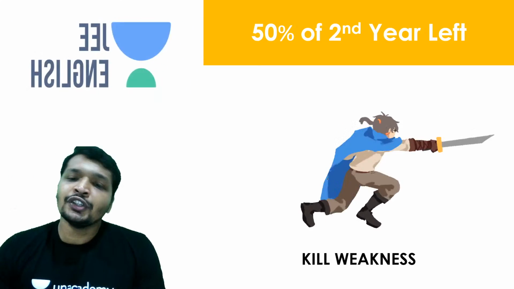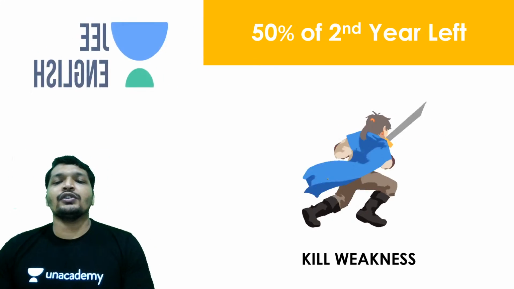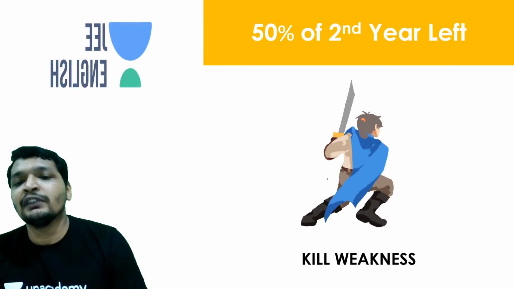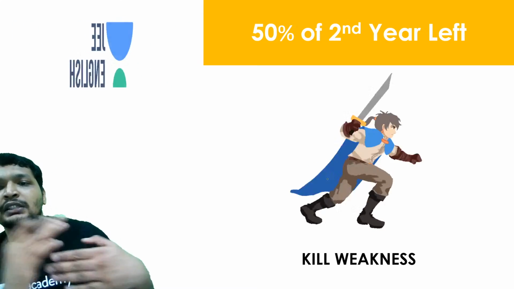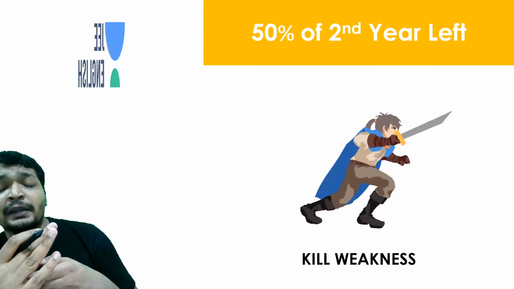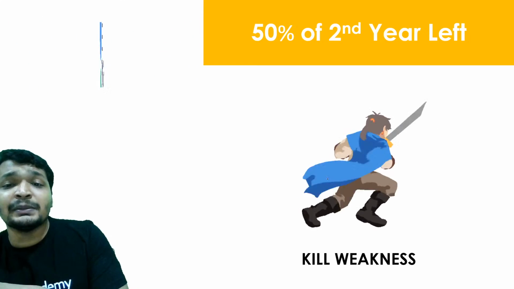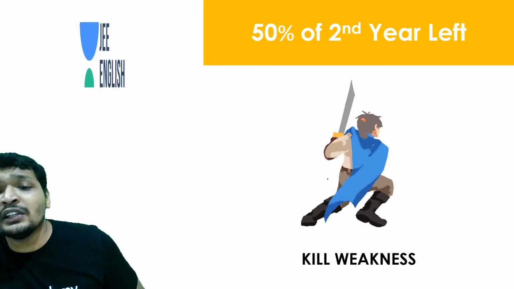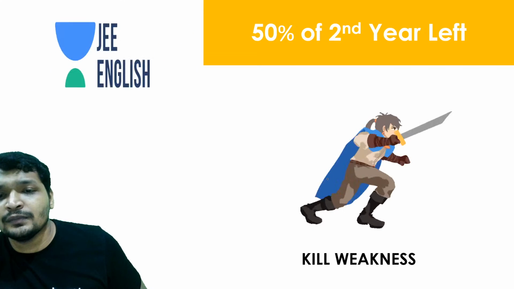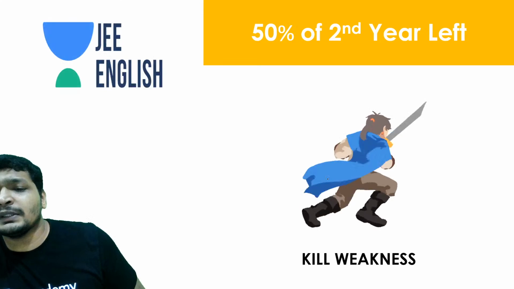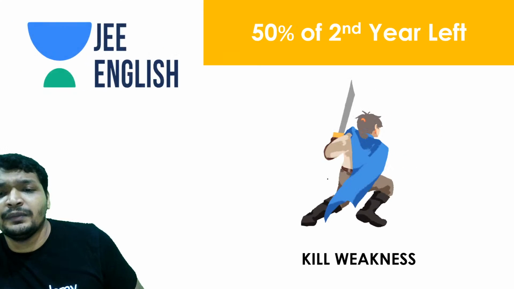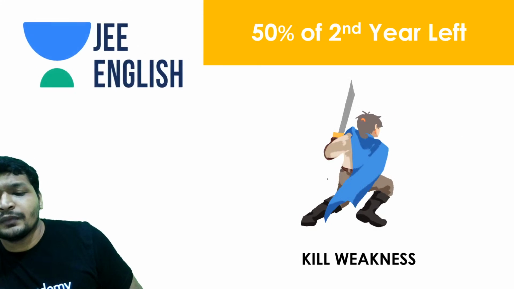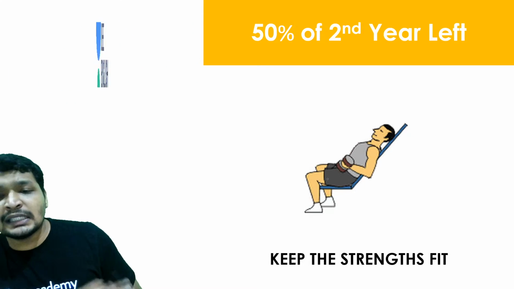And your focus should also be on killing weakness, because you're like 50-60% prepared. Even if you grab the 70% of the pie, let's say you are able to grab the 70% of the pie by January, 80%, 90% of the pie by April. First, what you need to do is kill your weakness. Same goes for even the 80% guys. You need to kill your weakness first of all. That is very important. Strengths, just keep them fit.